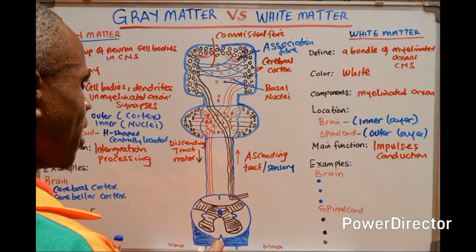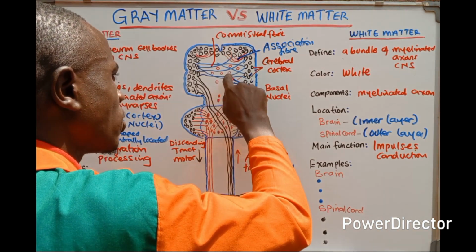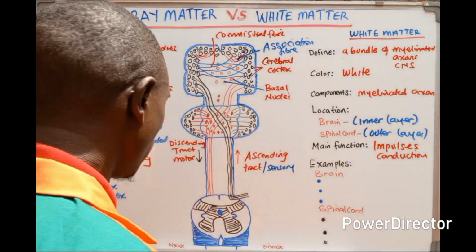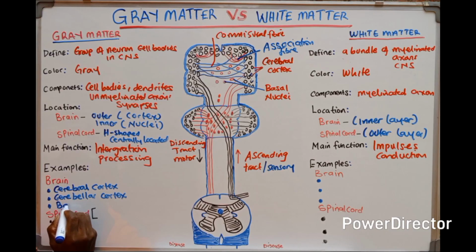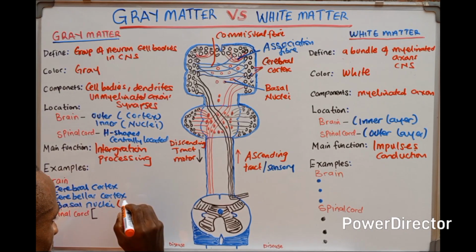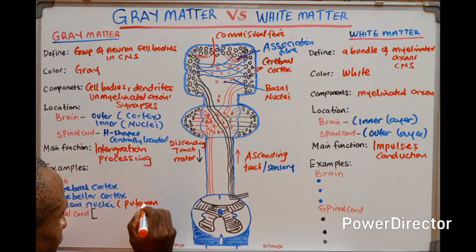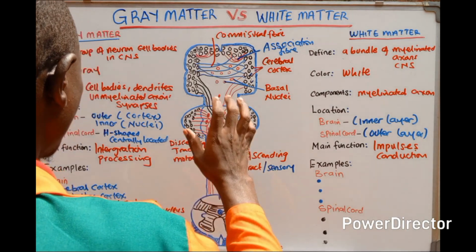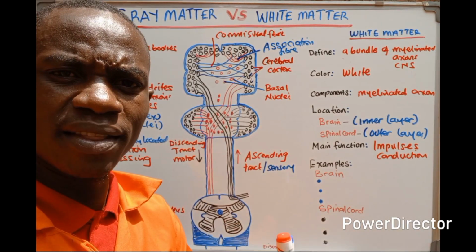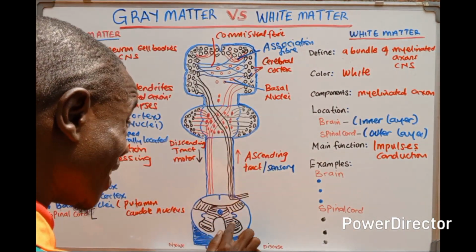And then we also have this gray matter residing in the deeper areas of the cerebrum, and we call it the basal nucleus. Of course, with the basal nucleus, you're going to have some other gray matter, which we call the putamen, and also the caudate nucleus. Now let us look at the gray matter residing within the spinal cord. When we talk about the gray matter in the spinal cord, it's located in this H kind of structure.